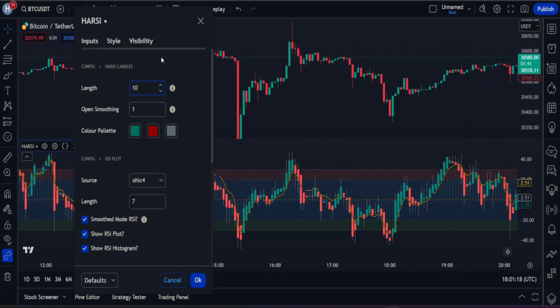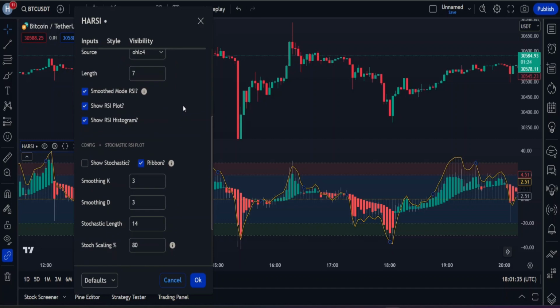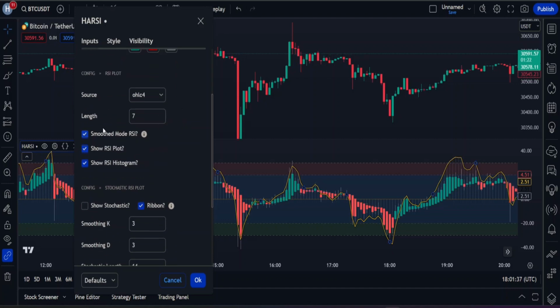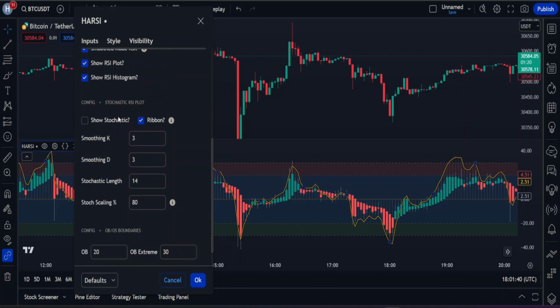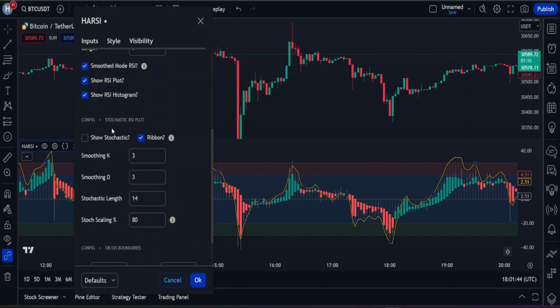The next setting is the open smoothing. Increasing the value of the open smoothing increases the bias towards the prior open value, helping provide better visualizations for the strength of the trend. Because of this, let's change the smoothing value to 5. If we scroll further, we can see that there is also a setting for changing the length of the RSI plot. You can also add a stochastic RSI to the indicator, however we won't be using it, so we will be keeping these settings at default.